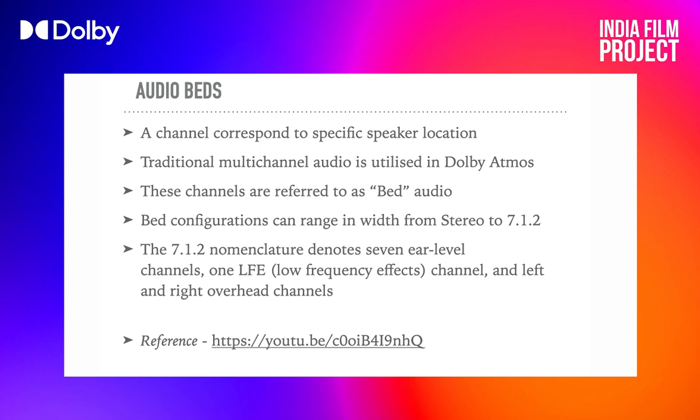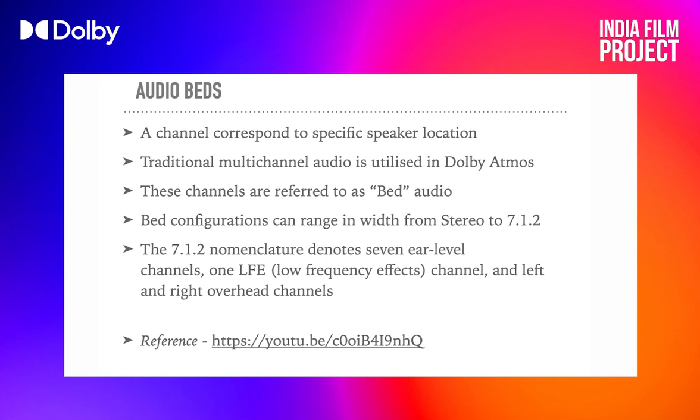Now, one of the things that might confuse you, because it confused me for a long time, is that when we talk of theater Atmos, we call the Atmos mix 7.1.2, but when we go into the OTT, we call it a 7.1.4. Now, what do 7.1.2 or 7.1.4 actually denote?